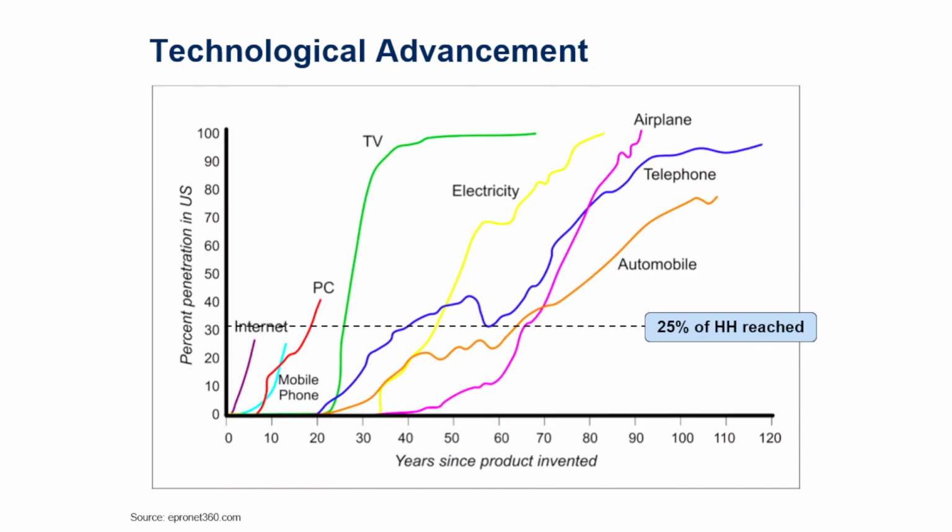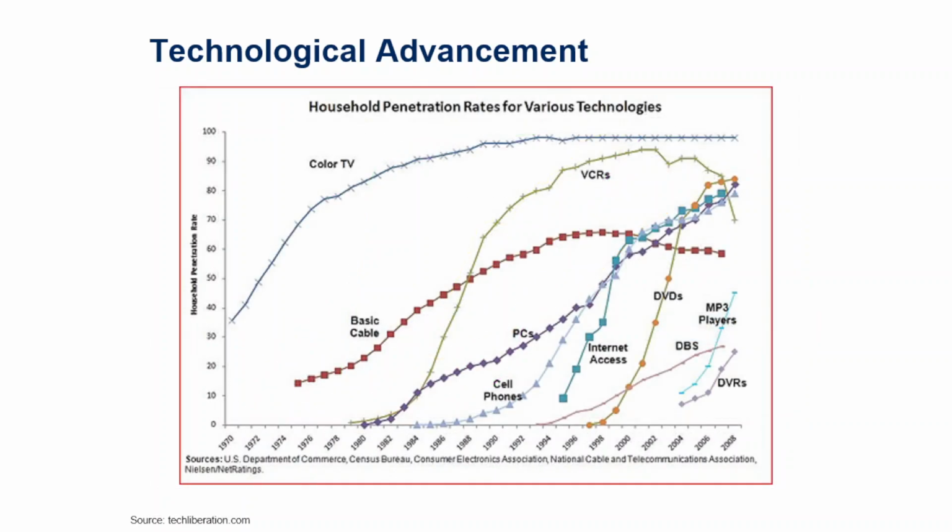But look at what happened recently. TV already took only 20 years, but then more recent technologies like internet, mobile phone, PC took less than 20 years to reach 25% of US households, and it's getting faster and faster. And that is also represented on the next page, which looks at technological advancement over time, starting from the 1970s to the early 2000s.